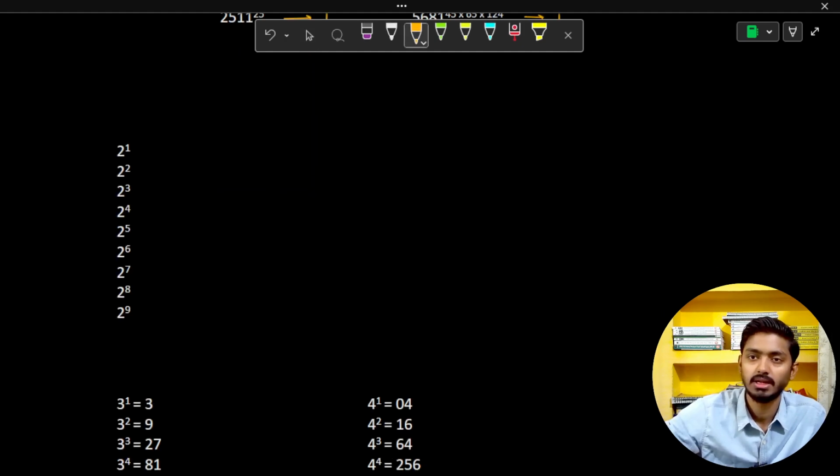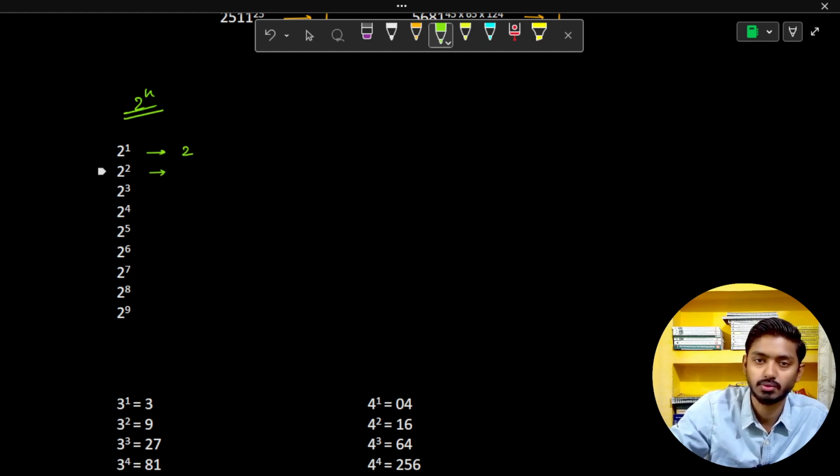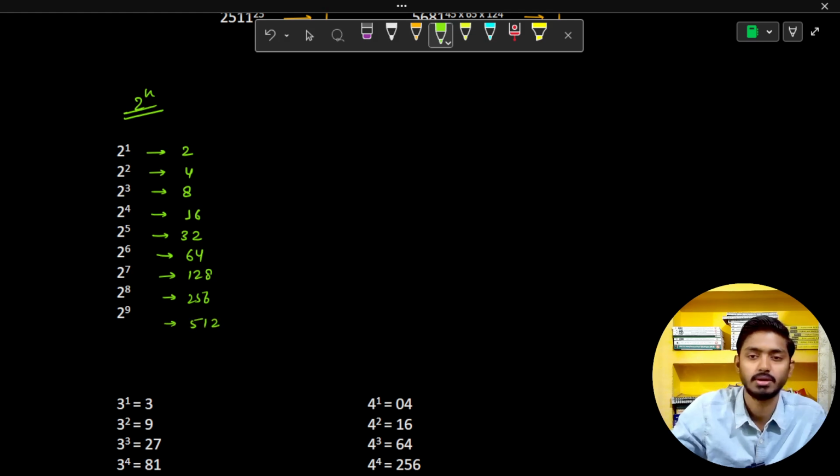Now, let's talk about 2 to the power n. 2 to the power 1 equals 2, then 4. 2 to the power 3 is 8, 16, 32, 64, 128, 256, 512. Now, if you observe, there is a cycle which repeats at the interval of 4.